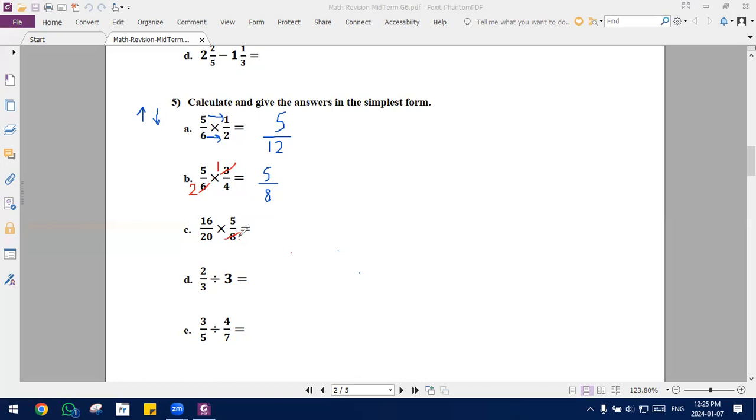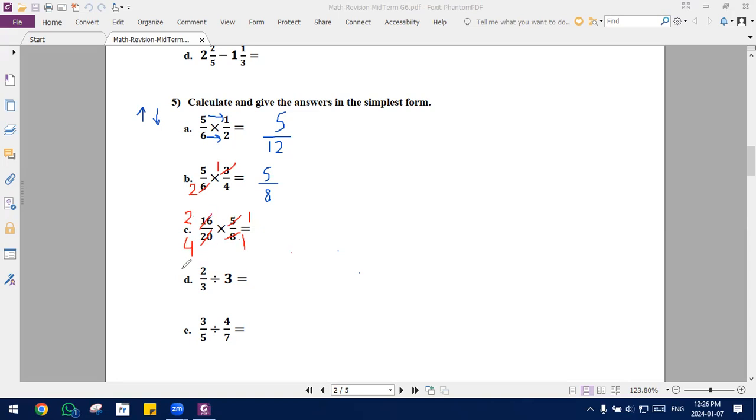Now 8 divided by 8 is 1. 16 divided by 8 is 2. We check, can we simplify more? Yes. 5 and 20. Both of them can be divided by 5. 5 divided by 5 is 1. 20 divided by 5 is 4. Now some of the students will multiply. They will say it's 2 over 4, which is okay. Then you can simplify it.